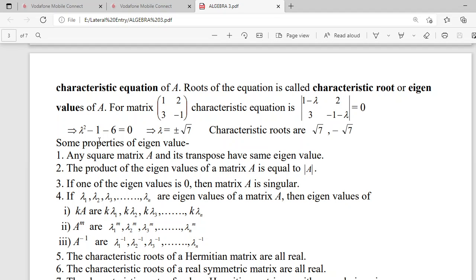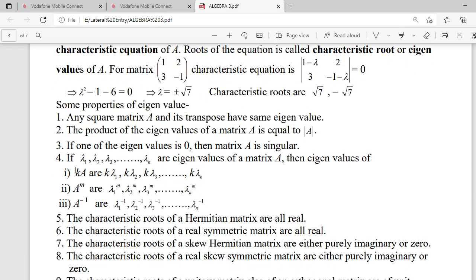Now if lambda 1, lambda 2, ..., lambda n are the n characteristic roots of a square matrix A, then A and its transpose have the same eigenvalues. These are called eigenvalues or characteristic roots, and these are their properties. The product of the eigenvalues of matrix A is equal to the determinant of A. If one of the eigenvalues is 0, then the matrix is singular. For an nth order matrix we have n eigenvalues. For kA we have k lambda 1, k lambda 2, k lambda 3, etc. Then A to the power m has lambda to the power m. Then for A to the power minus 1, we get the reciprocals, and so on.